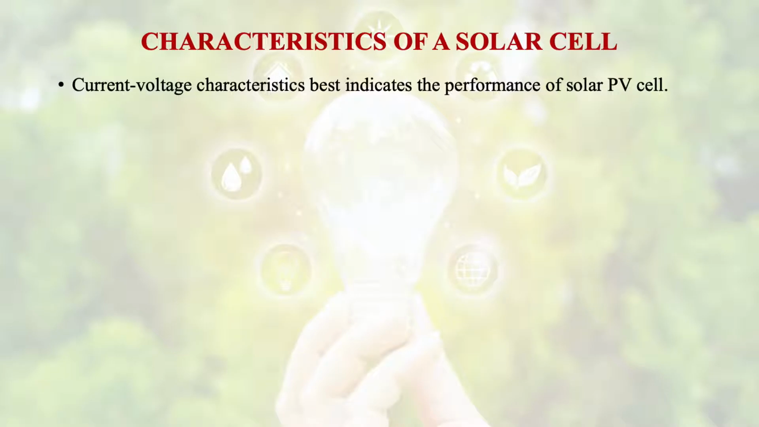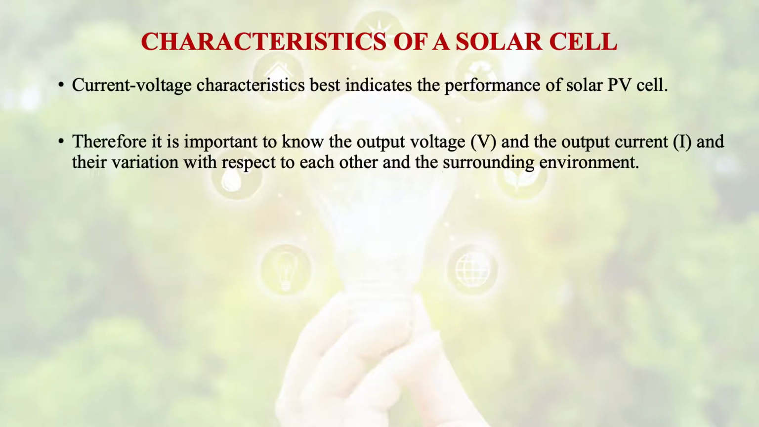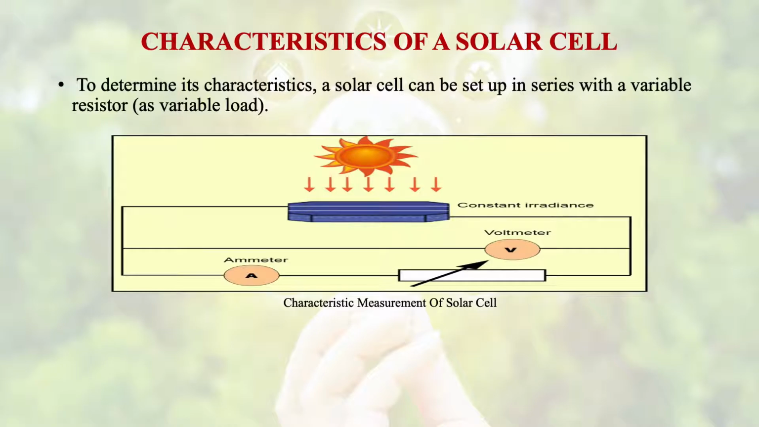Now to understand a solar cell, we have to know the various characteristics of the solar cell. Current-voltage characteristics best indicate the performance of a solar PV cell. Therefore it is important to know the output voltage and the output current and their variation with respect to each other and the surrounding environment. So how can we obtain this in the lab, or how can we see the variation of the voltage and current? I'm showing you one figure which indicates the measurement of solar cell characteristics.